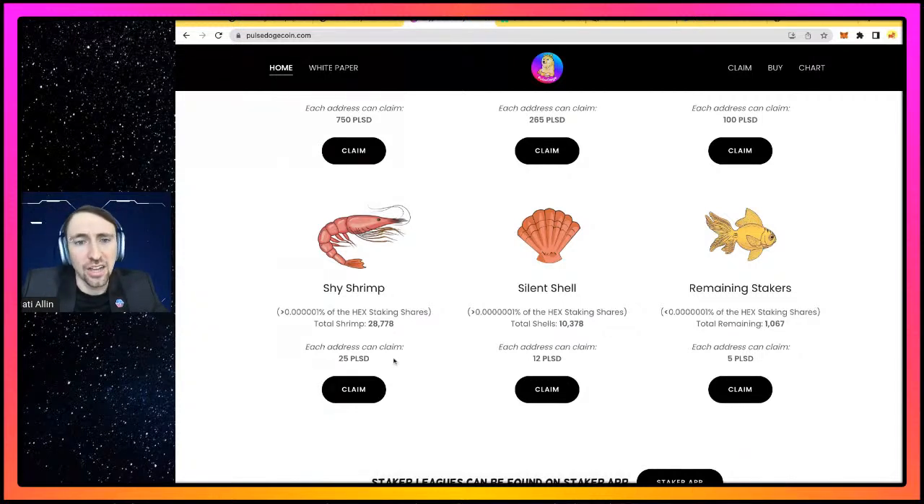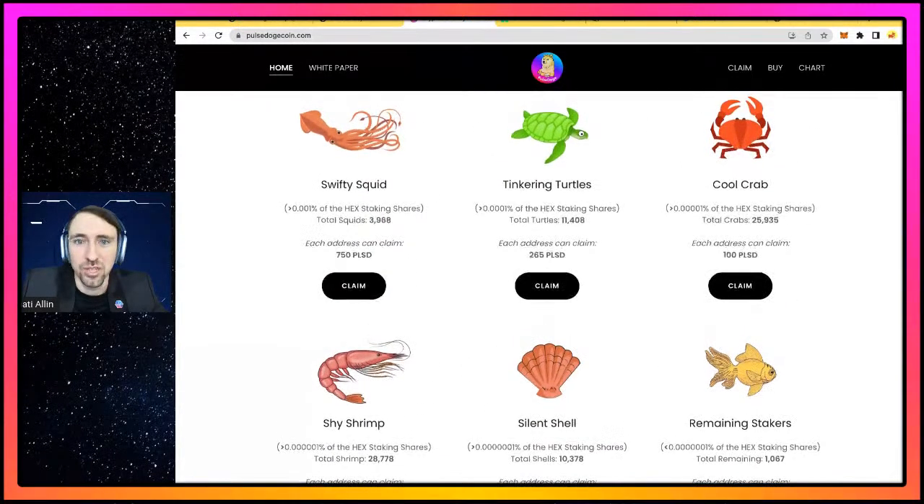A shrimp is somebody who has less than 1 whole TShare, and this address is going to get 25 PLSD. And then an order of magnitude smaller than that is a silent shell that would get 12 PLSD. And then I'm not sure what this category is. Is this for the God whale or something? Is this for the Poseidon? There are 1,000 addresses that are somehow below Silent Shell, and they're getting 5 PLSD. Shout out to you, the real MVPs.